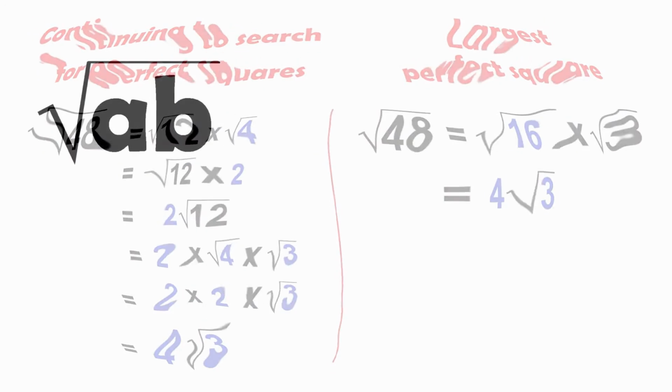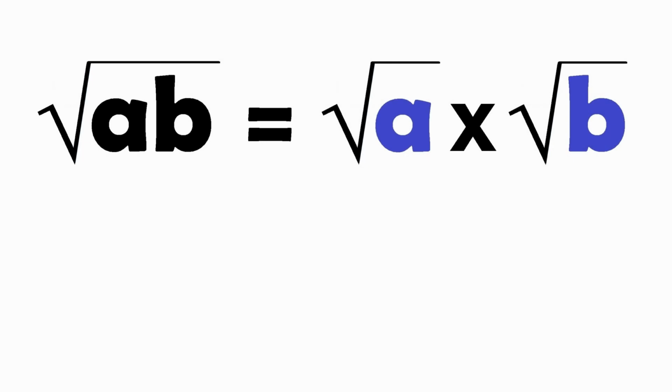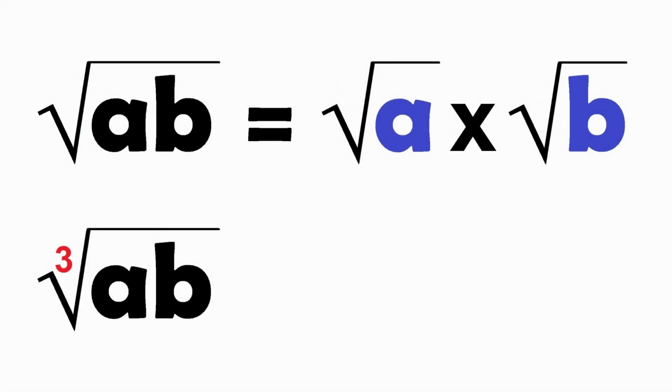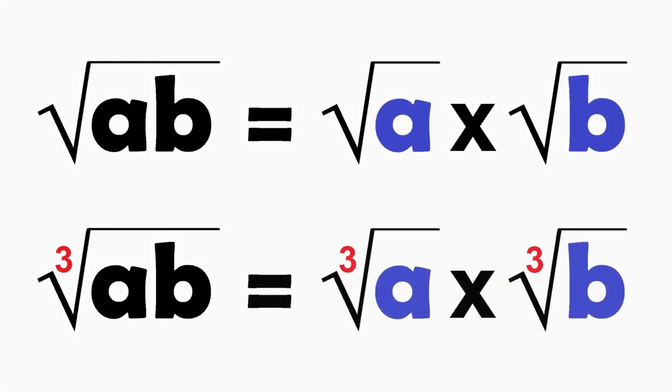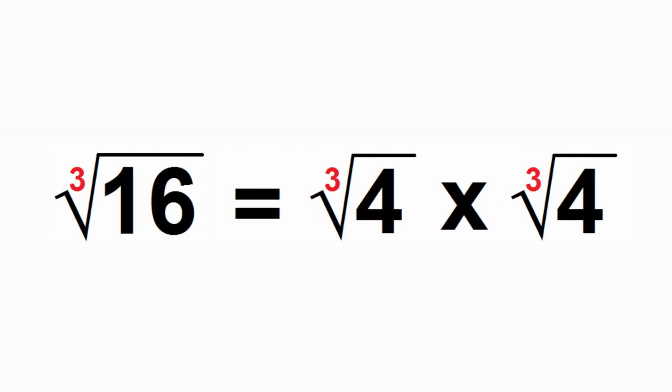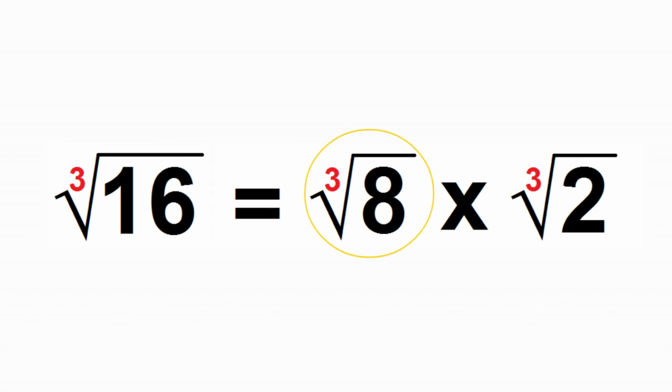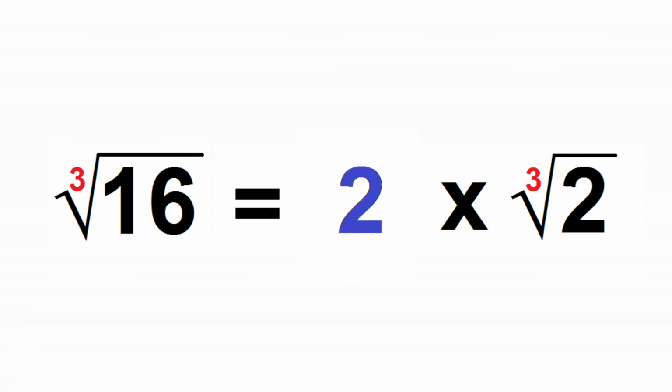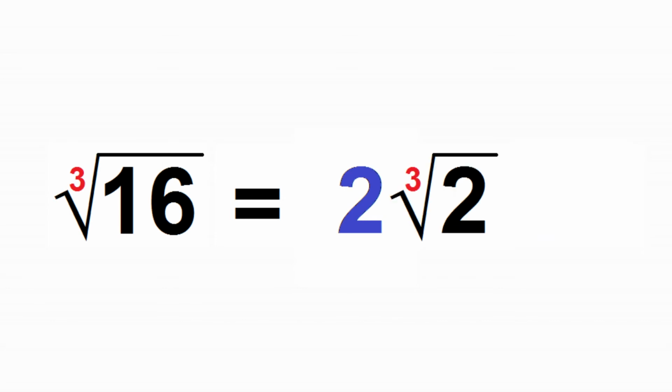You'll normally only be asked to simplify square roots, but sometimes there'll be cube roots too. In this case, you can use the same rule. The only difference is now you're looking for perfect cubes instead of perfect squares. So for example, if you were asked to simplify the cube root of 16, after listing the factors of 16, you'll see that out of all the possible radicands, 8 is the only one that is a perfect cube. The cube root of 8 is 2, so you would get 2 cube root 2.